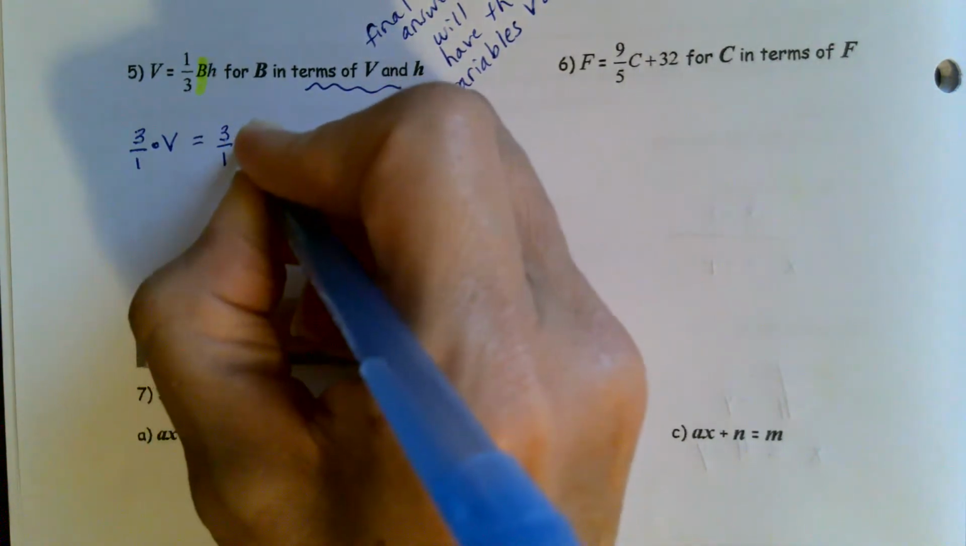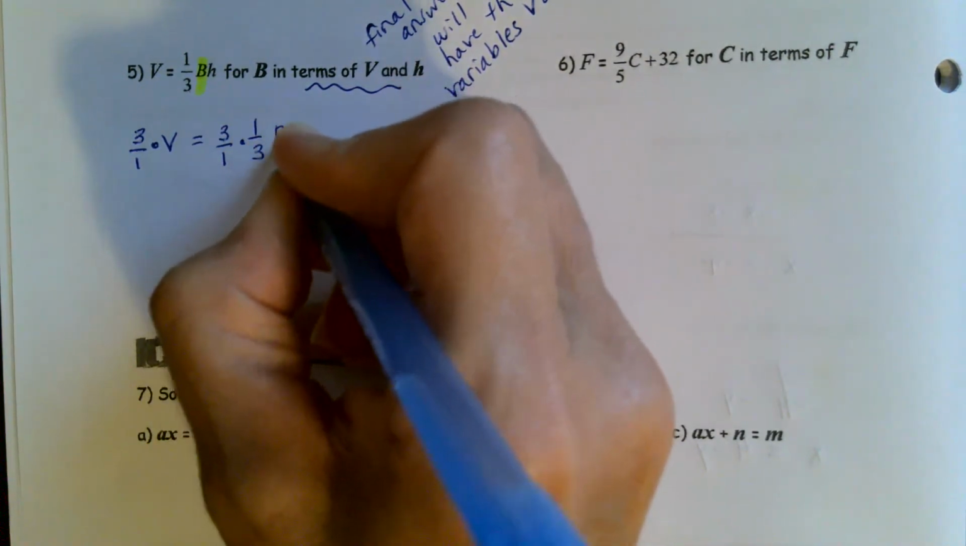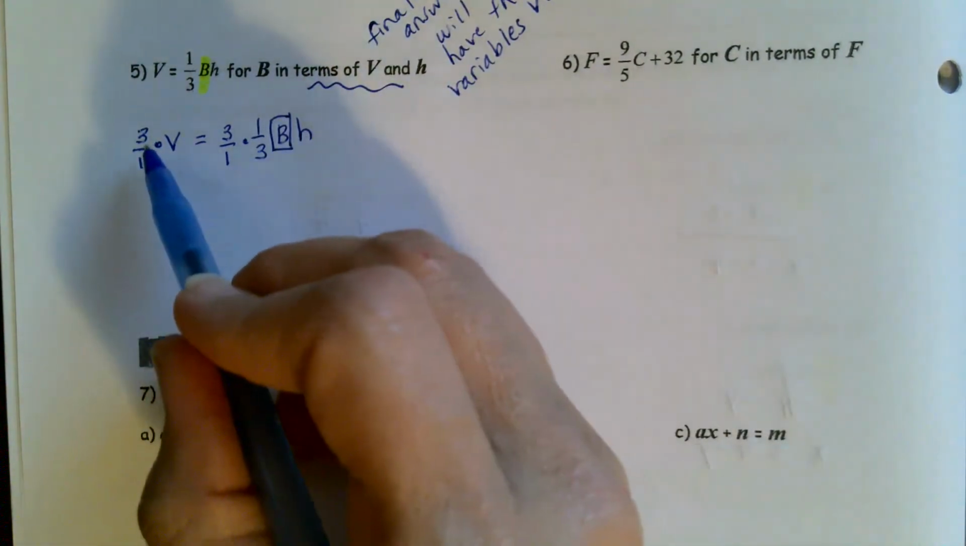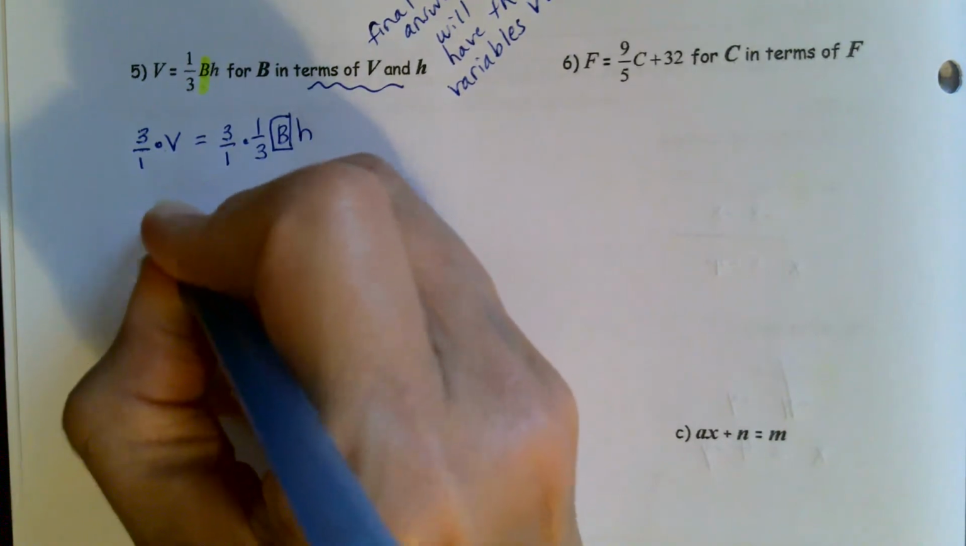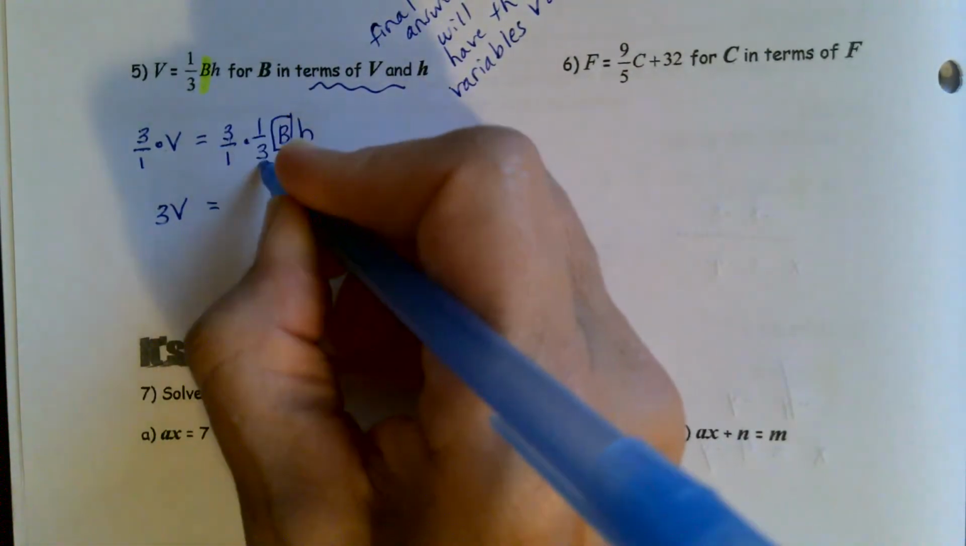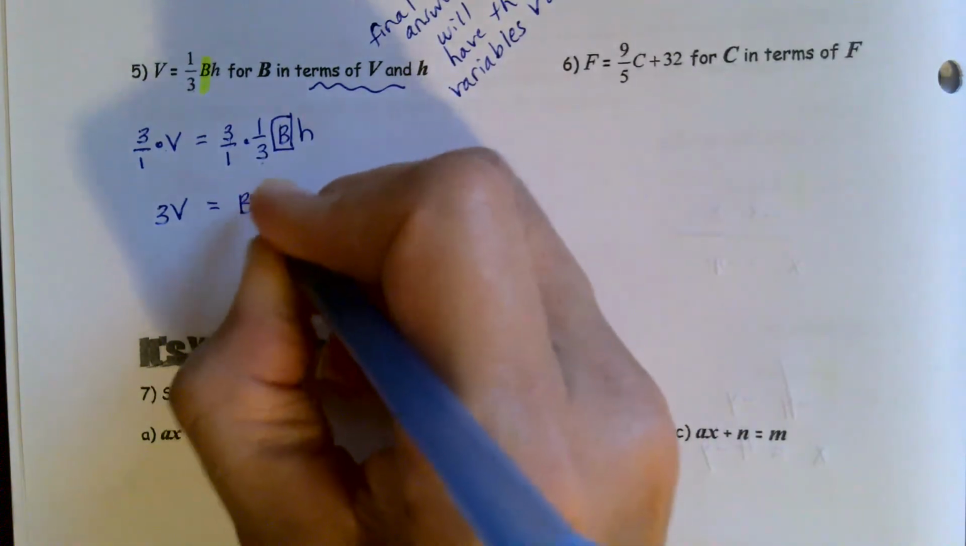So 3 over 1 times 1/3 BH. Remember, we're solving for B. So 3 times V is 3V, over 1 is just 3V. Any number times its reciprocal is 1, so we're left with BH.